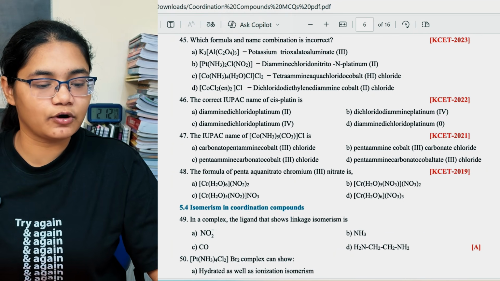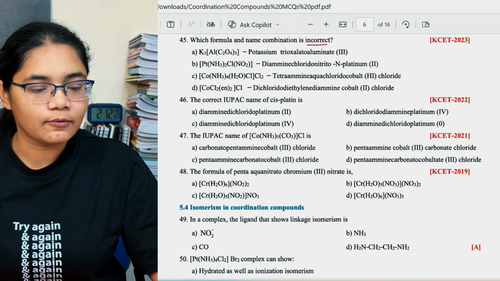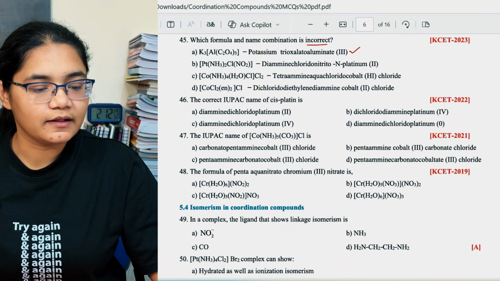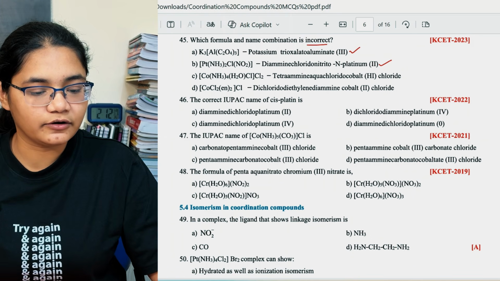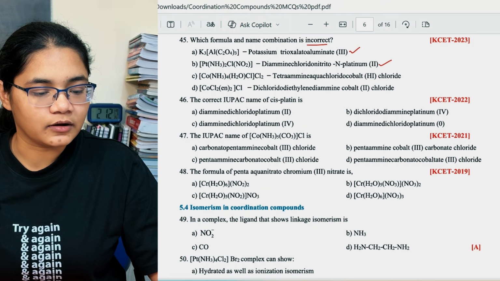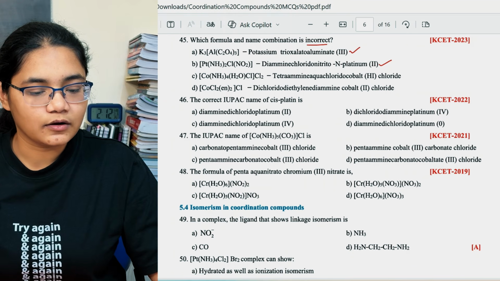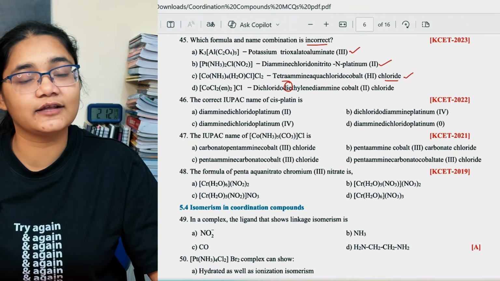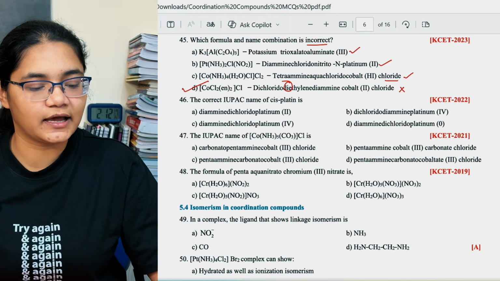Next, moving to question number 45. Which formula and name combination is again incorrect? You have to find out. Potassium trisoxalato aluminate. This is a correct name. Then you have diamine chlorido nitrito and platinum 2. This is also correct. Then we have tetraamine aqua chlorido cobalt 3 chloride. This is also correct. Then we have dichlorido. Here you can see di is given. It has to be bis ethane 1,2-diamine. So this is incorrect. So option number D is the correct answer.